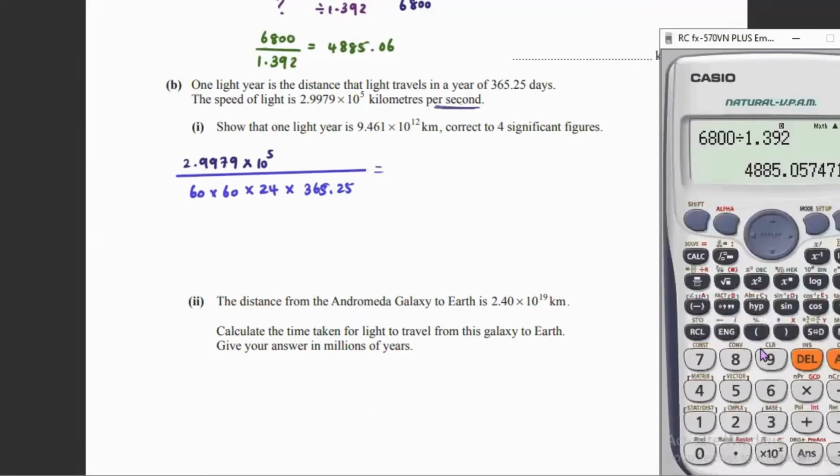So let me put this in the calculator. 2.9979 times 10 to the power 5. So 10 to the power 5. So let me get rid of that extra box that we have. Power 5. And then we need to multiply it by 60 times 60 times 24 times this amount. So this is what we end up getting.